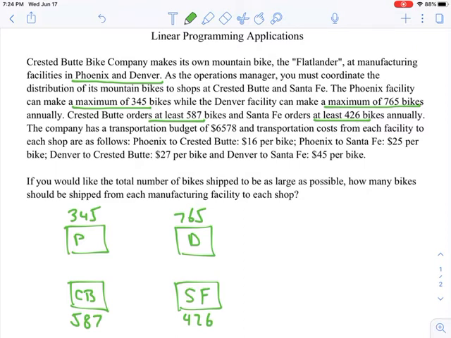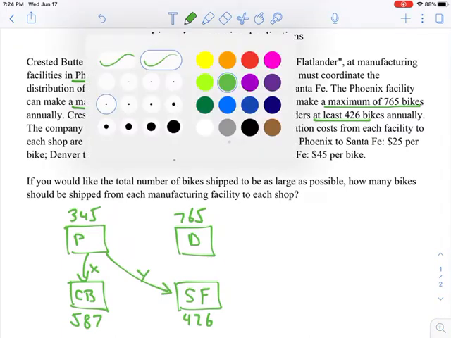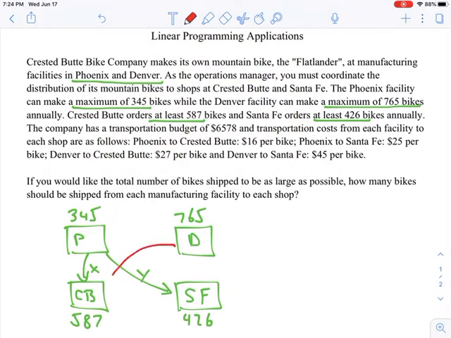All right, now to come up with our first four variables, let's identify the bikes going from Phoenix to Crested Butte; let's call that X. From Phoenix to Santa Fe, that number of bikes will be Y. The number of bikes going from Denver to Crested Butte, let's call that Z. And the number going from Denver to Santa Fe, let's call that W. Then we know the total number of bikes in Phoenix are going to X and Y.